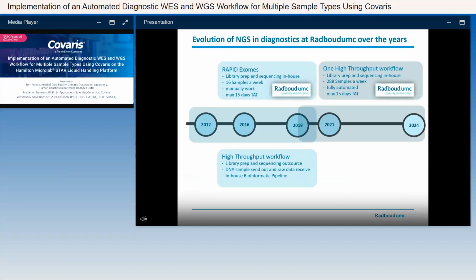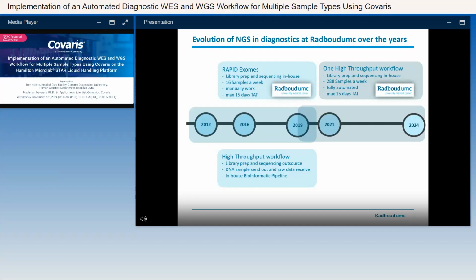Because we had a high throughput workflow from 2013 until 2019, and that workflow was library prep and sequencing, and we outsourced our samples to another center. We sent out our DNA samples and we received back raw data. An in-house pipeline did the analysis in our hospital. But next to that, we also had a rapid workflow, the rapid exomes. That was library prep and sequencing in-house. So in the Radboud UMC, we did 16 samples a week. It was completely manual and has a turnaround time of 15 days maximum. But yeah, only 16 samples a week.